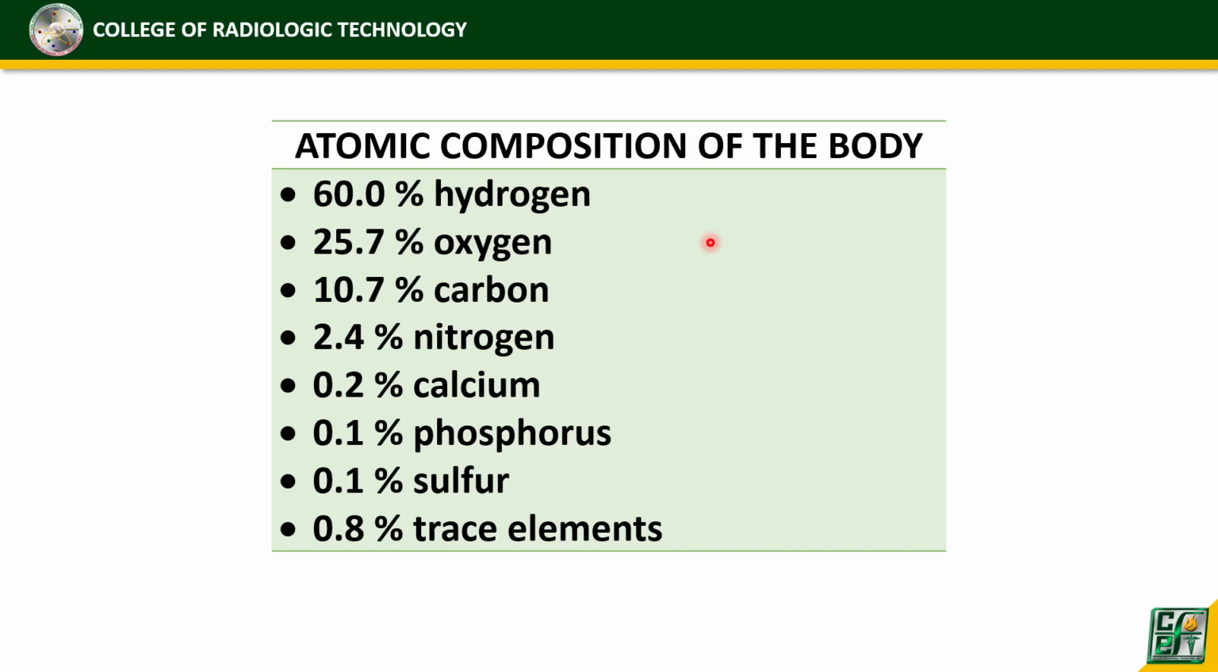So, this is the table for the atomic composition of the body. As you can see, when we say atomic composition, what do you notice? They are all elements. 60% hydrogen, 25.7% oxygen, 10.7% carbon, 2.4% nitrogen, 0.2% calcium, 0.1% phosphorus, 0.1% sulfur, and 0.8% trace elements.